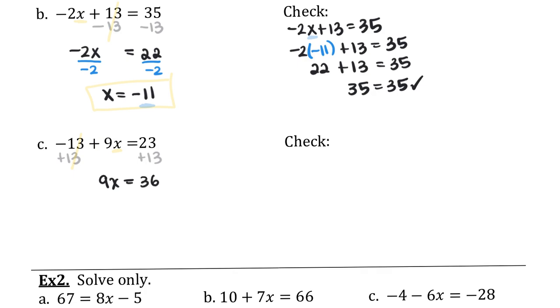Okay, I'm going to go ahead and cancel the 9. Since it's 9 times x, I divide. Okay, 9 divided by 9 is 1. So x equals 36 divided by 9 is 4.